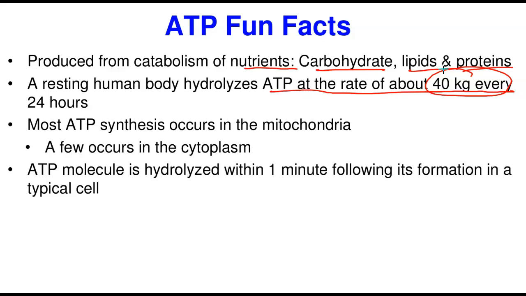Now, most of the ATP synthesis occurs in the mitochondria, or if it is singular, you can say mitochondrion. Remember that. The mitochondria contain those enzymes of the citric acid cycle and of beta oxidation, which help facilitate the breaking down of biomolecules that results in the formation of ATP. A few of them occur in the cytoplasm. In that case, we call it substrate level phosphorylation. We're going to talk about that in the next lecture.